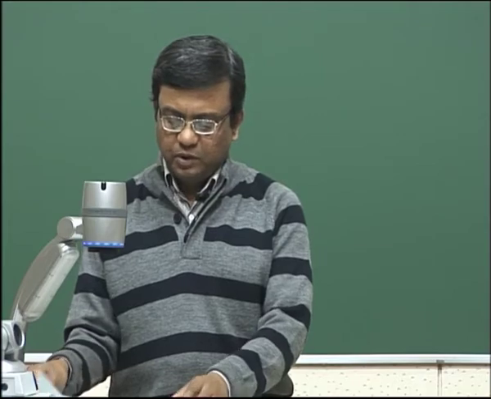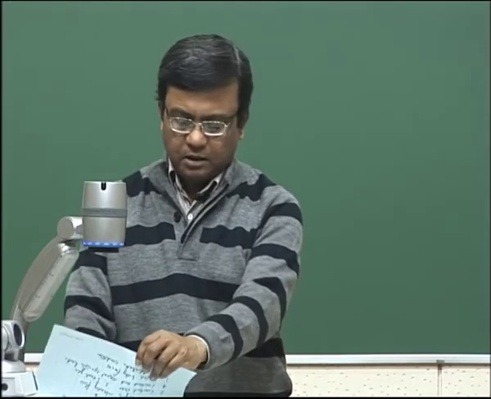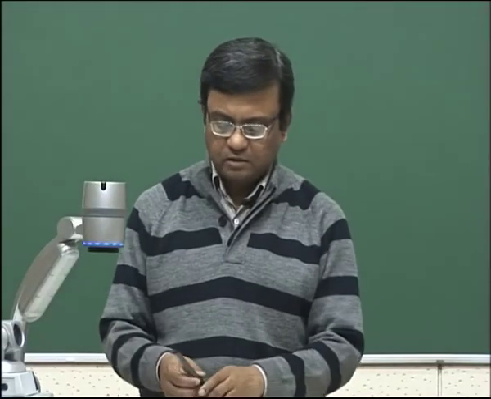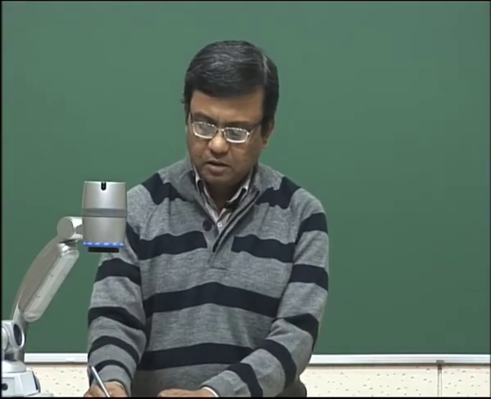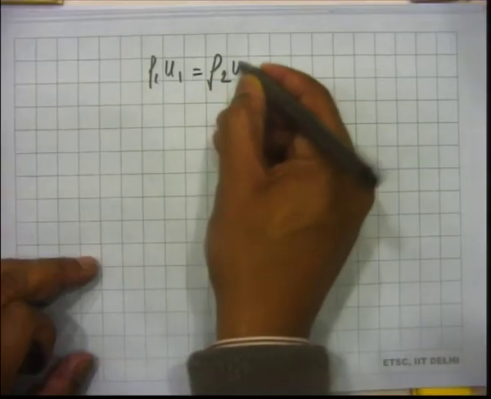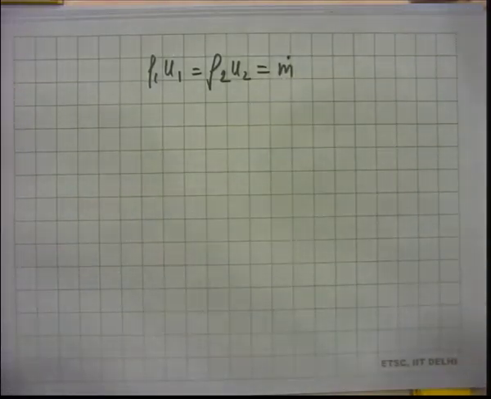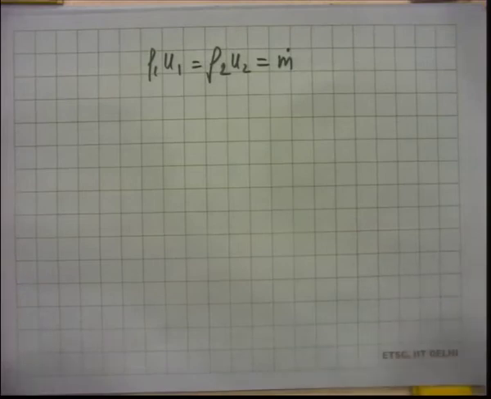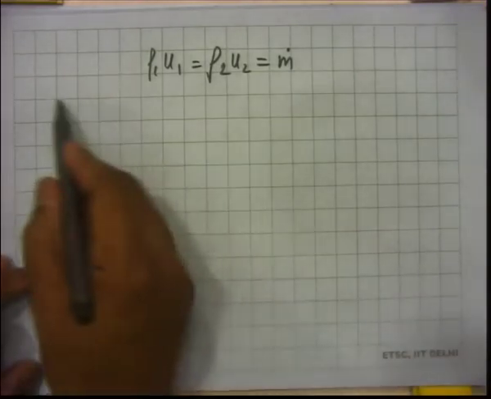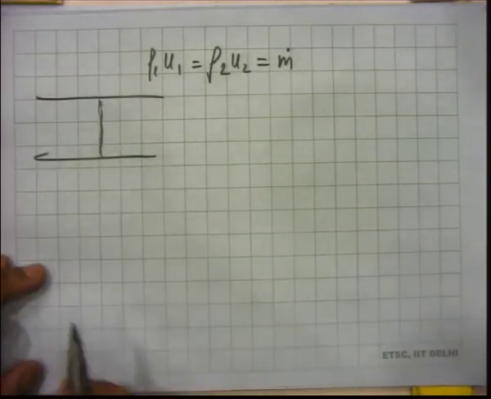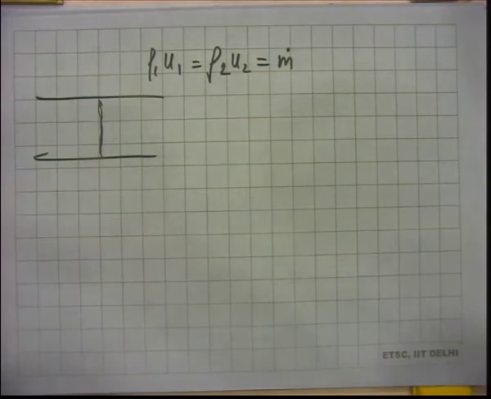So, we are assuming 1D steady flow. So, we will be able to write for mass conservation: rho 1 U 1 equal to rho 2 U 2 equal to m dot. So, this is this combustion wave, and what are U 1 and U 2?